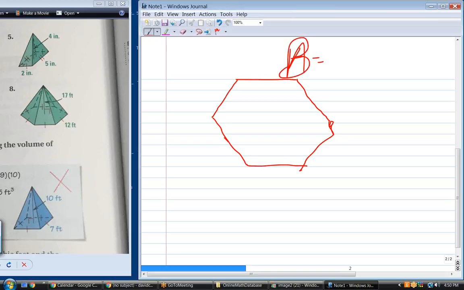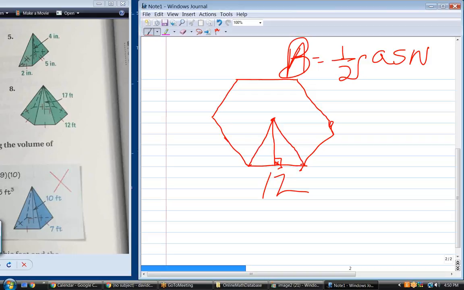Remember the formula? The area of a regular polygon is 1/2 the apothem times the side length times the number of sides. Well, they haven't given us the apothem. They've given us a side length of 12, but we need the distance from the middle to the side. That's the definition of apothem. Well, we're going to have to do some geometry to get it.